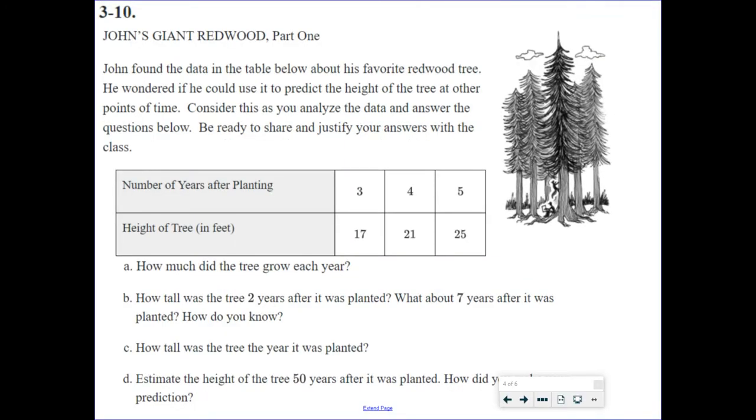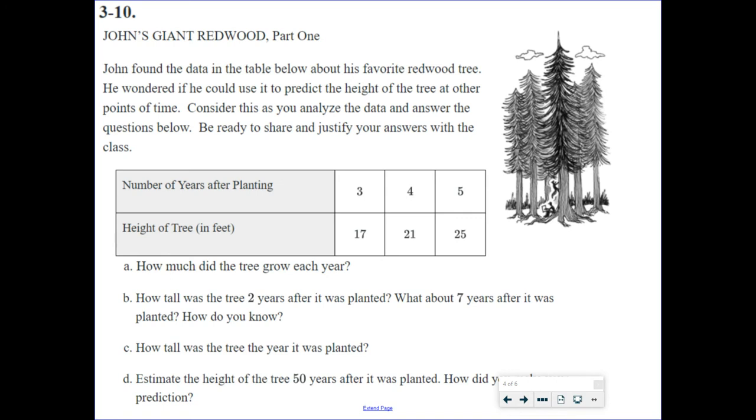So let's talk about it here. John found the data in the table below about his favorite redwood tree. He wondered if he could use it to predict the height of the tree at other points of time. Consider this as you analyze the data and answer the questions below. Be ready to share and justify your answers with the class.